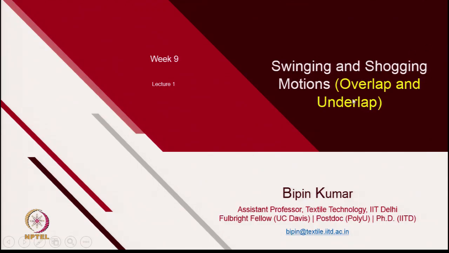In this particular lecture, the topic is swinging and shogging motion, and in shogging motion we are going to describe overlap and underlap. In most of the warp knitted structures which you will encounter in daily routine, whenever they are produced on these machines, swinging and shogging motions are responsible for making the loop in the warp knit structures. If you understand swinging and shogging motion carefully, then you would be able to analyze any warp knitted structures which you will encounter in life.